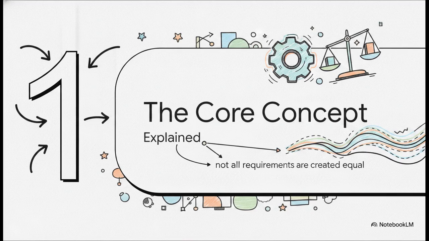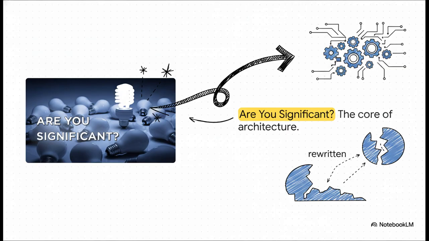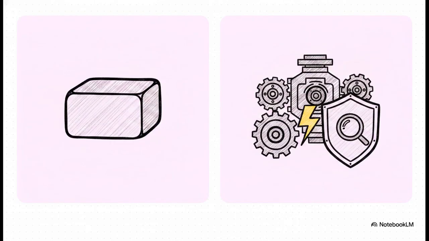Because let's be real, not all requirements are created equal. So what makes a requirement significant enough to actually care about? Basically, an ASR is a requirement that has a profound, undeniable effect on your architecture. It means that if this requirement were somehow missing, your entire system architecture would look dramatically different. If you miss an ASR early on in your planning, you are essentially guaranteeing that you'll be fundamentally rewriting your system later.